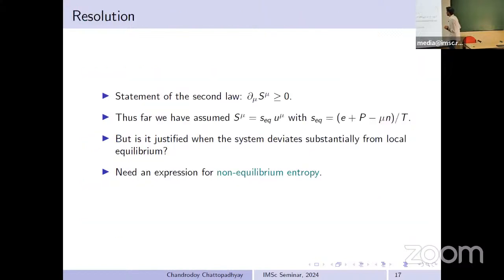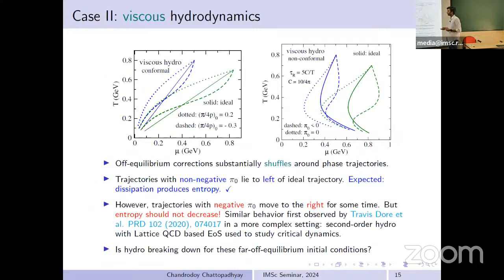The statement of the second law is that the divergence of entropy cannot be less than or equal to 0, but the initial conditions are here put in by hand.